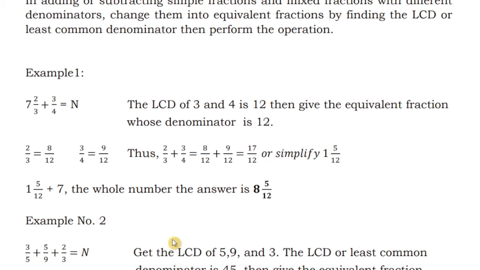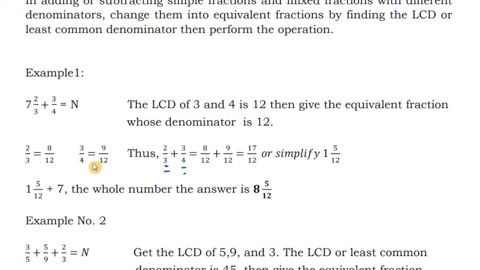Okay, another example given here: 7 and 2/3 plus 3/4. So we now have already 3 and 4, the same thing that we have done last time. 2/3 plus 3/4, and that is 17. We have here 3 and 4, so we cannot add the 2 because they don't have the same denominator. So what we will do is to get the LCD.